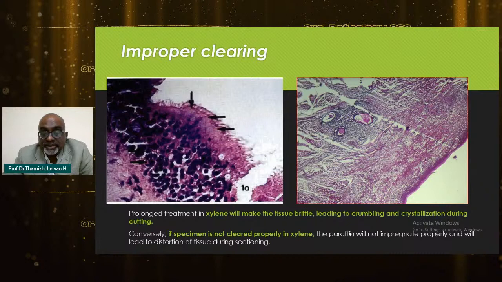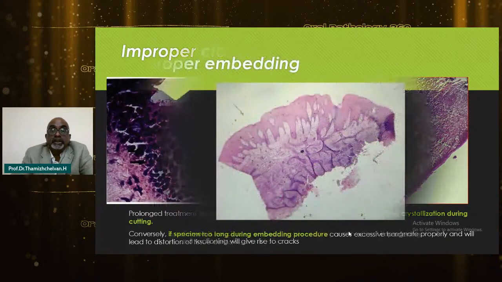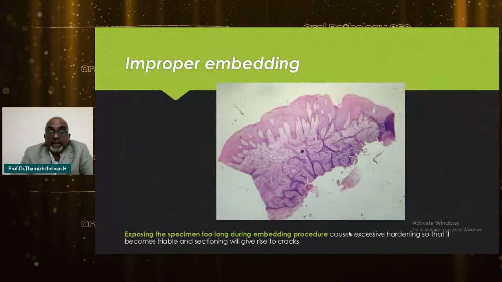We found that the specimen was not cleared by xylene properly, and the paraffin was not taken out completely, which led to distortion of the tissue during sectioning. Improper embedding happens when you expose the specimen too long during the embedding procedure, causing excessive hardening, so it becomes friable and sectioning can lead to cracks.